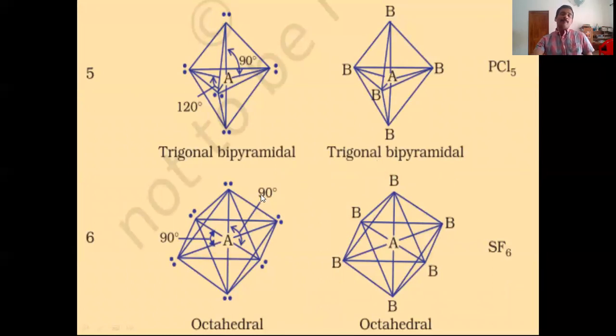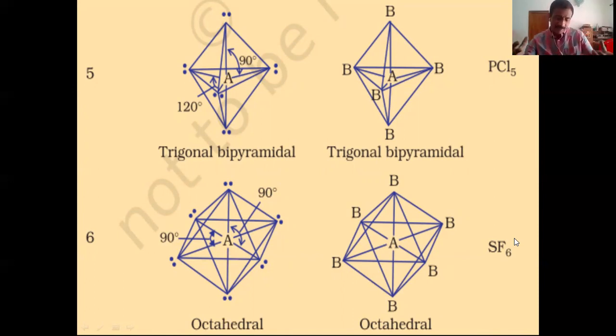And if the number of electron pairs is 5, the expected structure is trigonal bipyramidal with the bond angles 90 degree and 120 degree. If the number of electron pairs is 6, the expected geometry is octahedral with bond angle 90 degree. An example is SF6.